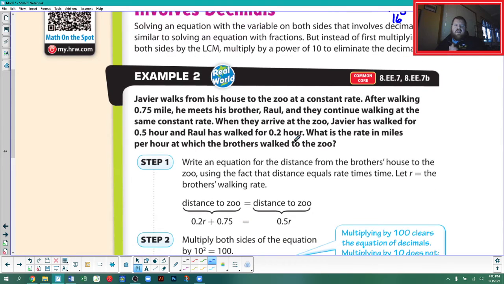So here it says Javier walks from his house to the zoo at a constant rate. After walking 0.75 miles, sort of 3/4 of a mile, he meets his brother Raul. They continue walking at the same constant rate. When they arrive at the zoo, Javier has walked for 0.5 hours, half an hour, and Raul has walked for 0.2 hours, or 2/10 of an hour. What is the rate in miles per hour at which the brothers walk to the zoo?